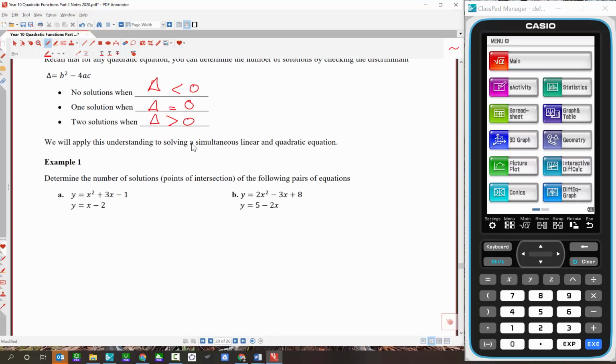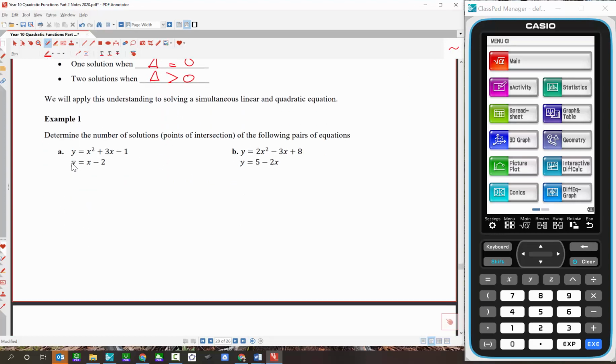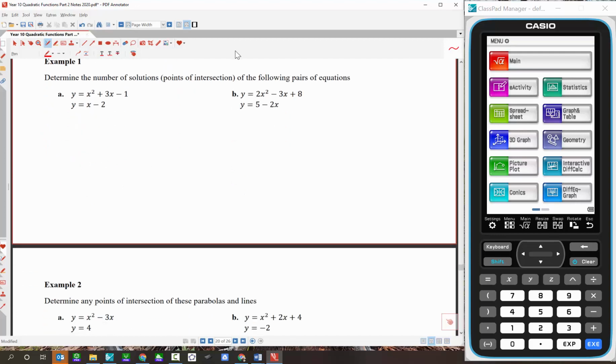So let's apply this understanding to solving simultaneous linear and quadratics to the following. All right, so determine the number of solutions or points of intersection between the following pairs of equations. Right, so we want to line these up. So to find where they intersect, let's let them equal each other. So this is y equals and y equals. So y is this, so we're going to rewrite it as x take 2 is the same as x squared plus 3x take 1. Okay, and when we solve for x, it's going to tell us the x value where they're exactly the same.